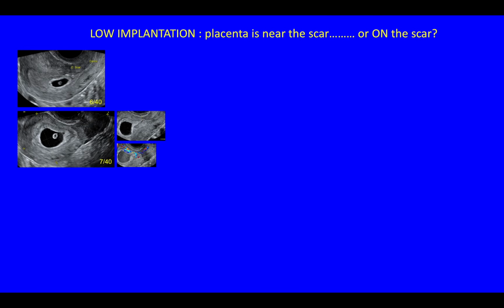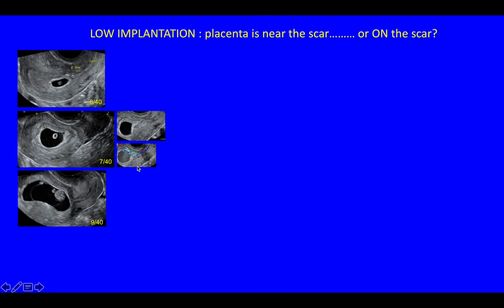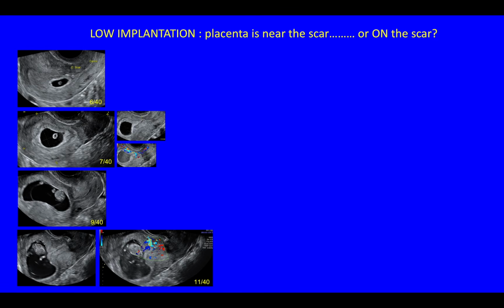This is 6 weeks gestation. This is 7 weeks gestation. You can see empty cavity above, empty cervix. You can see the section scar there. You can see placentation is low. 9 weeks, and here we are at 11 weeks.